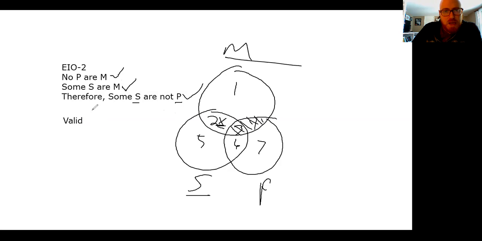So 2 true premises guarantee a true conclusion. If both of these premises are true, the truth of the conclusion is guaranteed, as indicated by the diagram. So this is a valid argument, right?